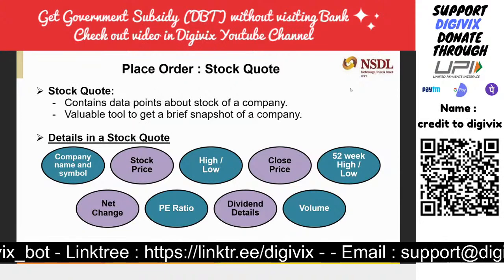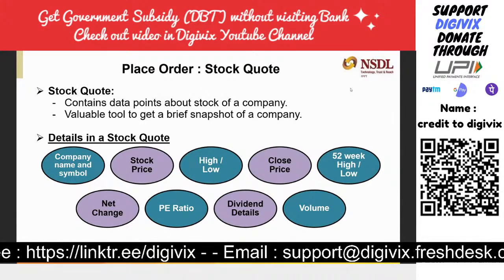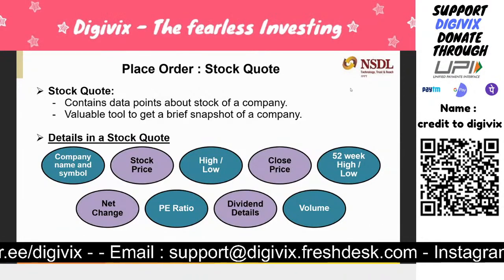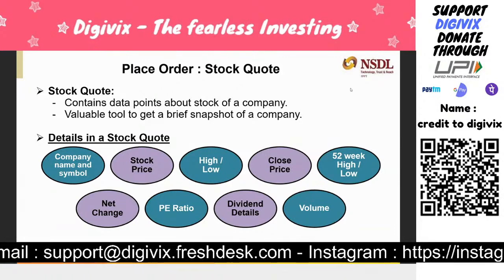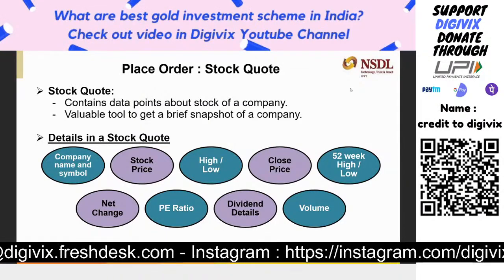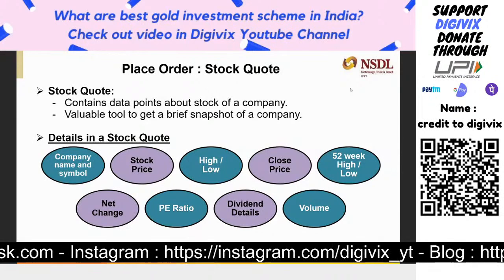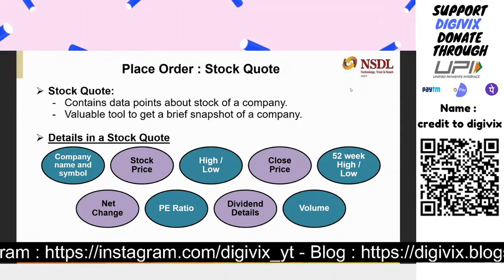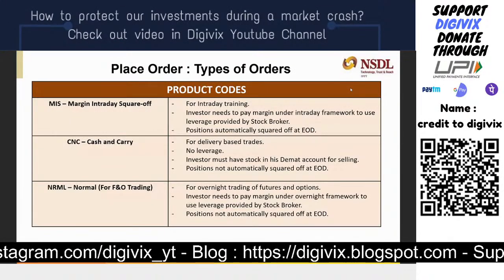The stock price, high, low: what was the high it has reached till now for the day, the low point in terms of price, the previous day's closing price, the stock's 52-week high and 52-week low. All these details, along with the volumes, help you judge how good or bad your decision would be while deciding to trade in those companies.